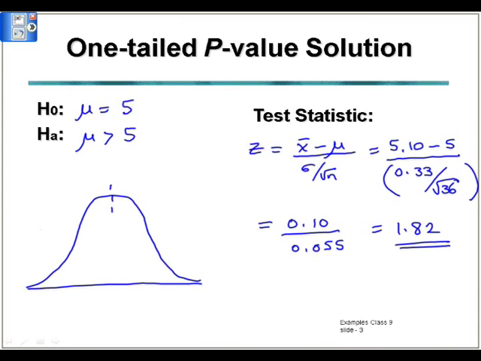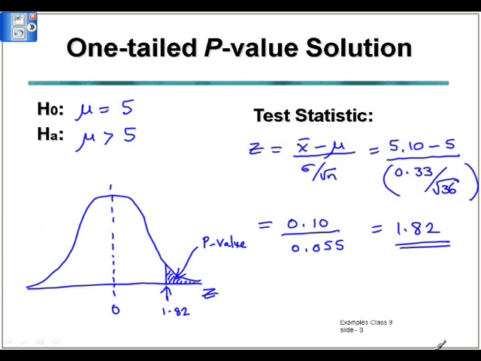Remember, that's that bell-shaped distribution with a mean of 0, and we are looking at the position of 1.82, that Z distribution, 1.82, and the p-value is the area above 1.82. So this is a diagram showing the p-value that we're trying to calculate. Remember the value of the p-value.